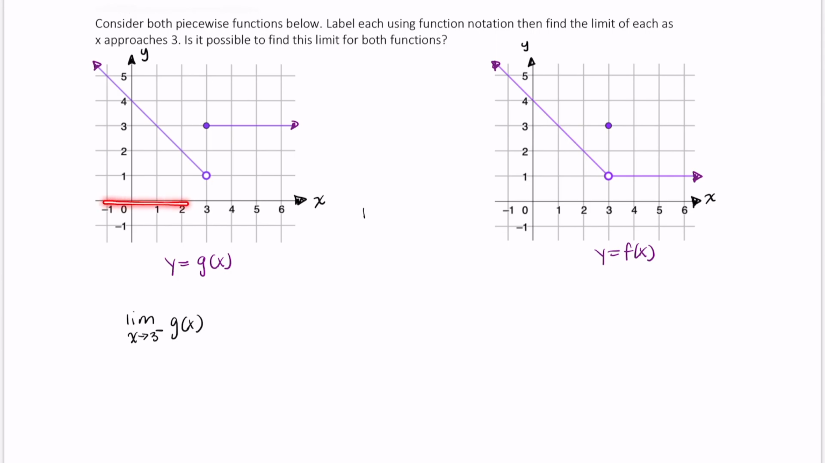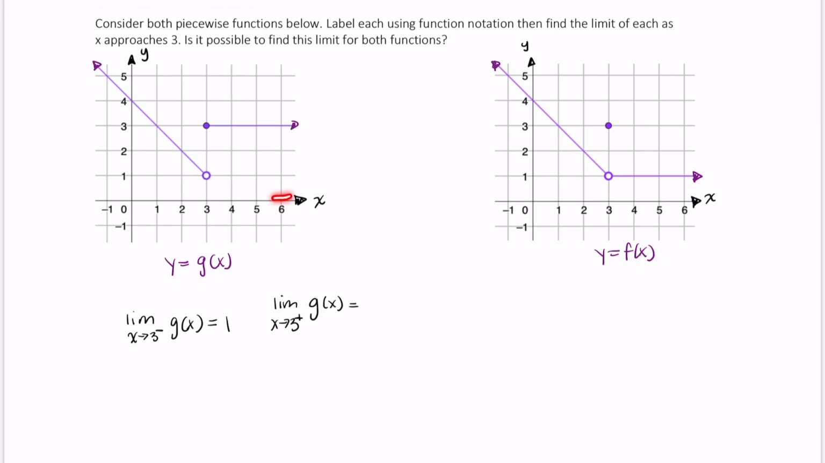Now, as this occurs, the outputs of this function are going down steadily. They're getting closer and closer to y equals 1. Now let's look at this from the other direction. That is, let's look at the limit as x approaches 3. This time we're going to look at this coming from the right side, so for more positive values. So the limit as x approaches 3 of g of x. And again, that's from the right-hand side, from the positive side.